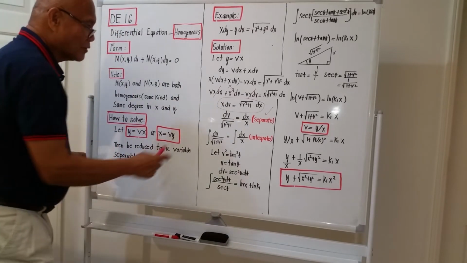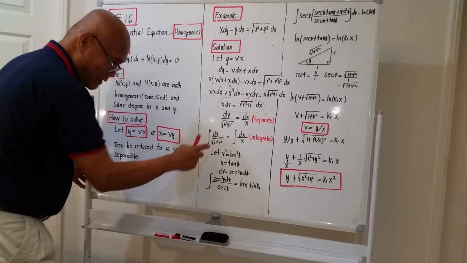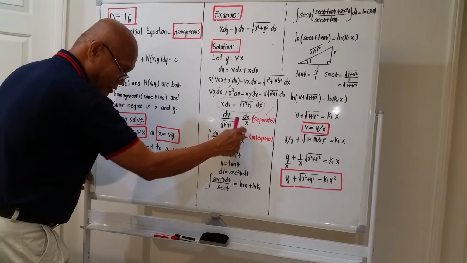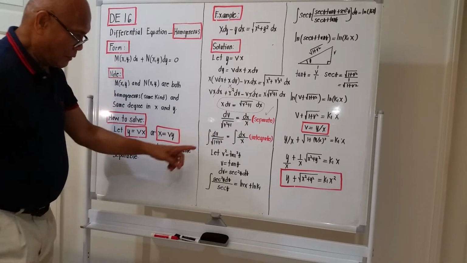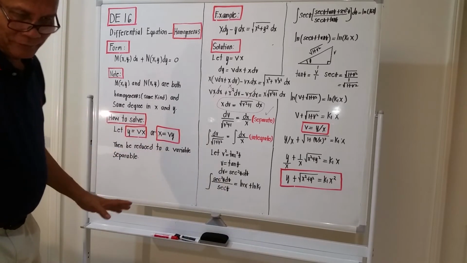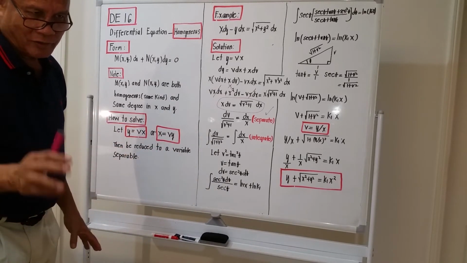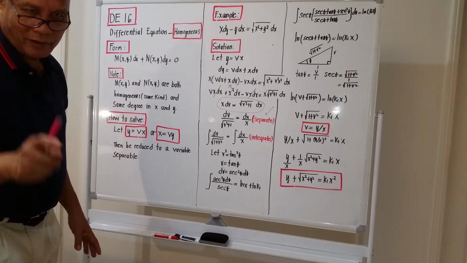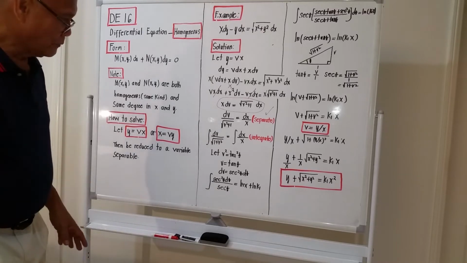Proceeding with the integration, the integral of dv over the square root of 1 plus v squared equal to the integral of dx over x. This falls under natural logarithm. For the left hand side, it's a little bit complicated. We will use the so-called integration by trigonometric substitution. You recall your integration for trigonometric substitution.